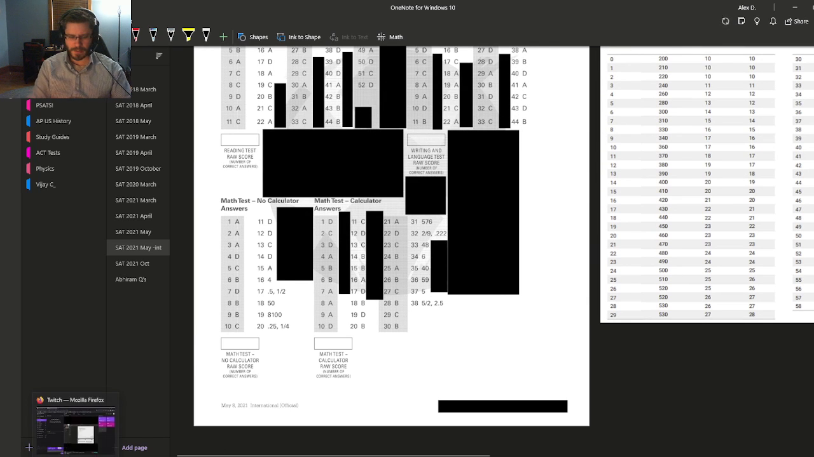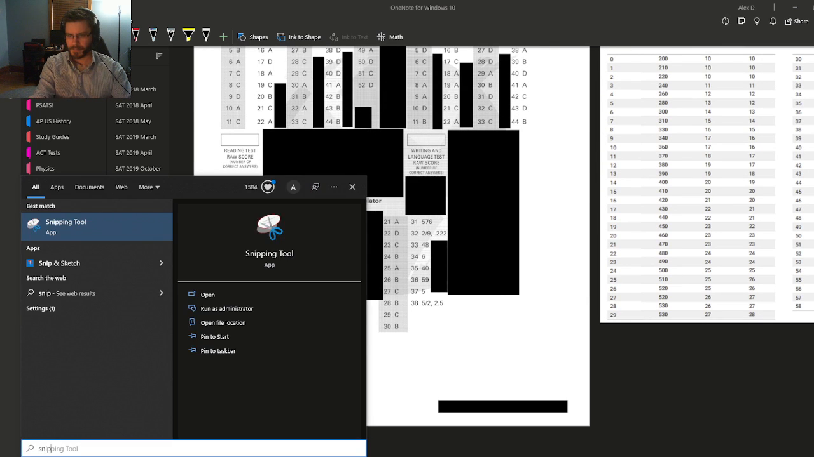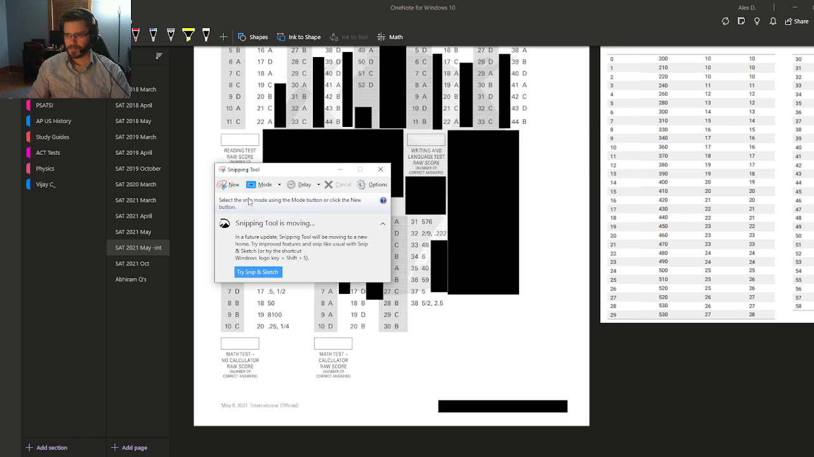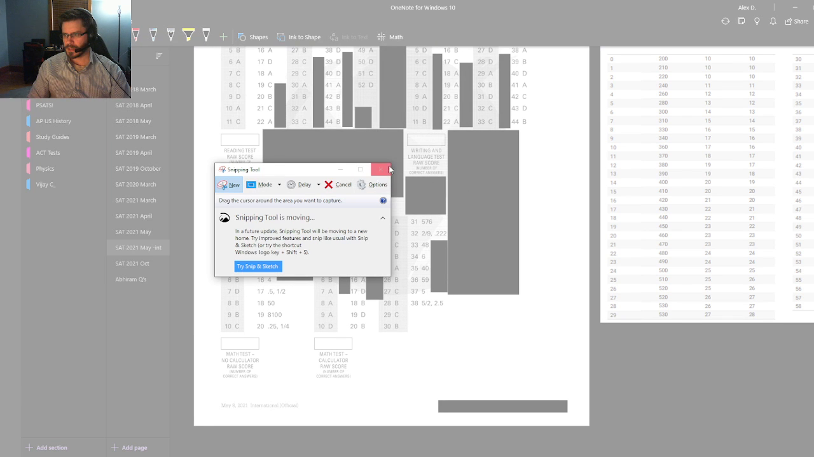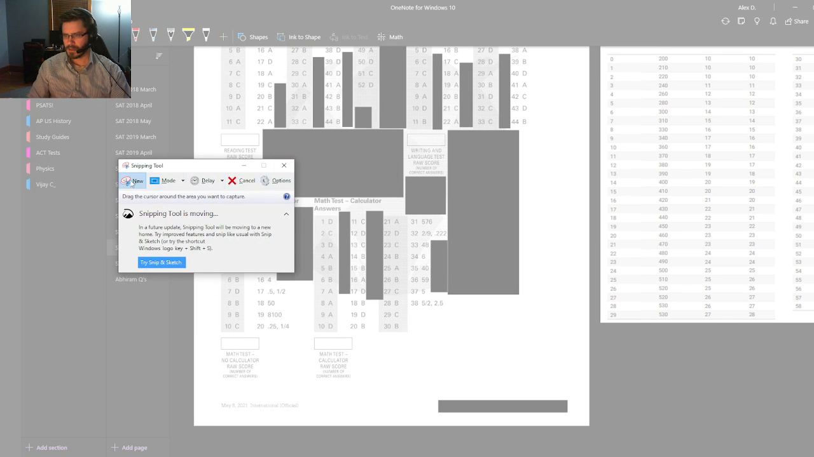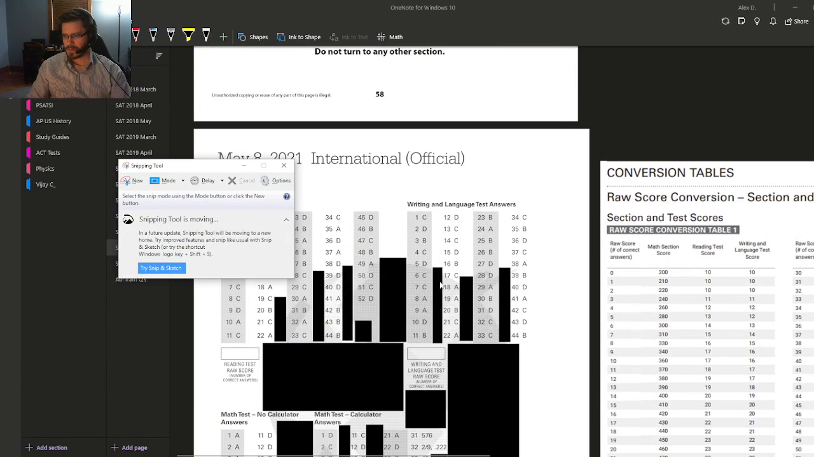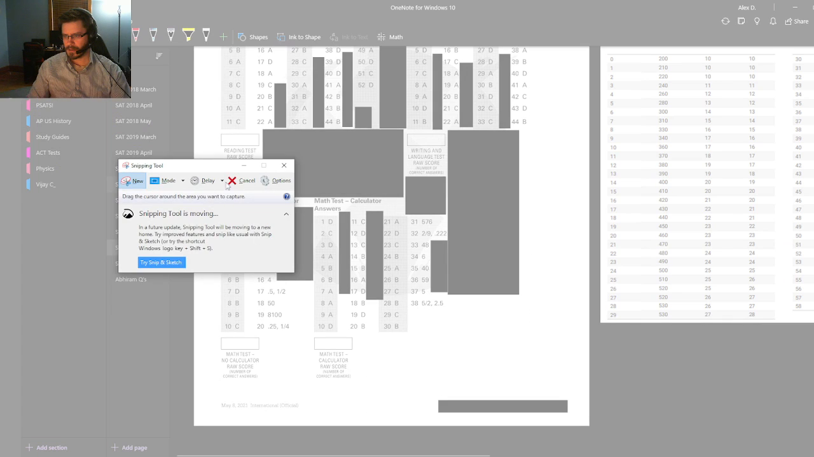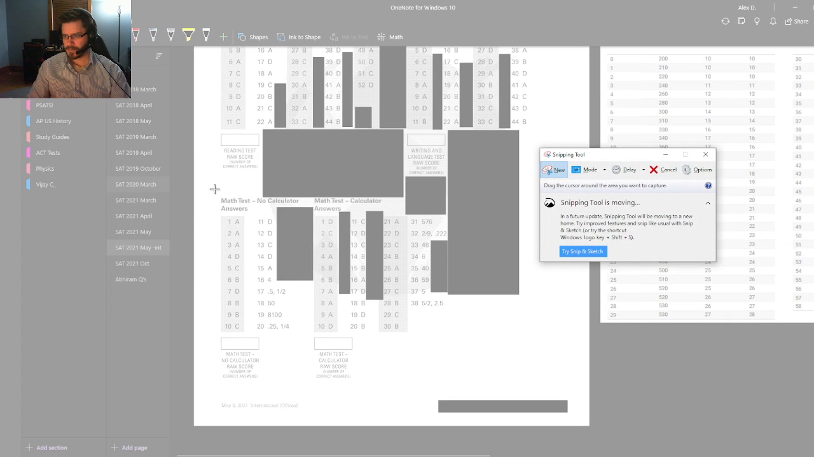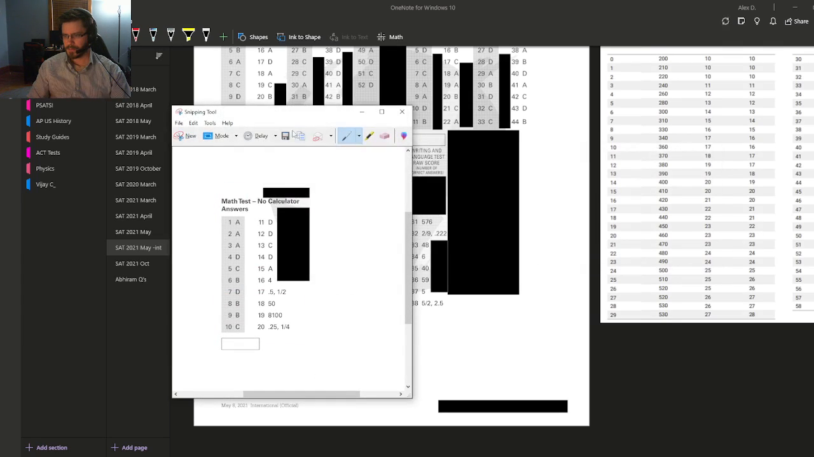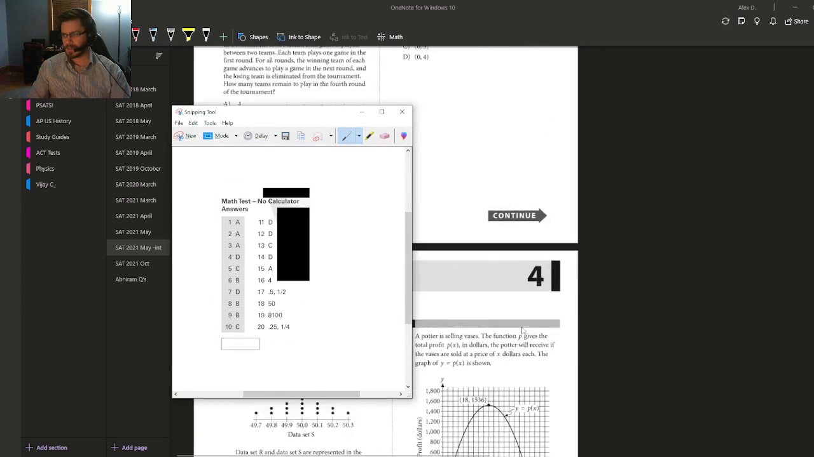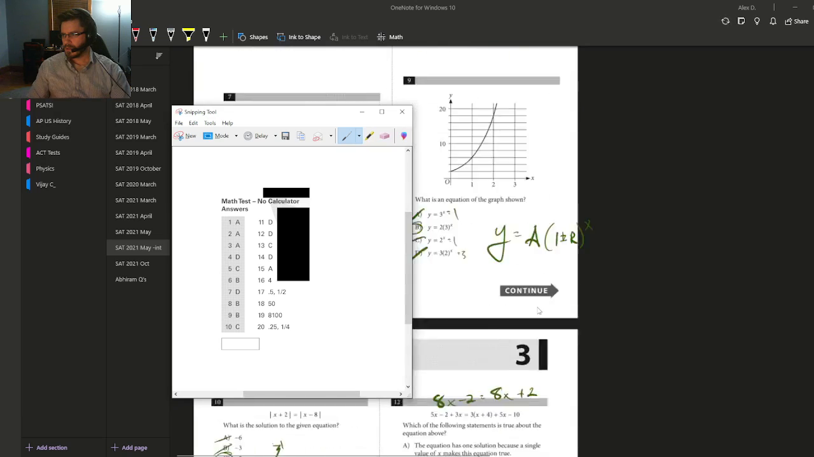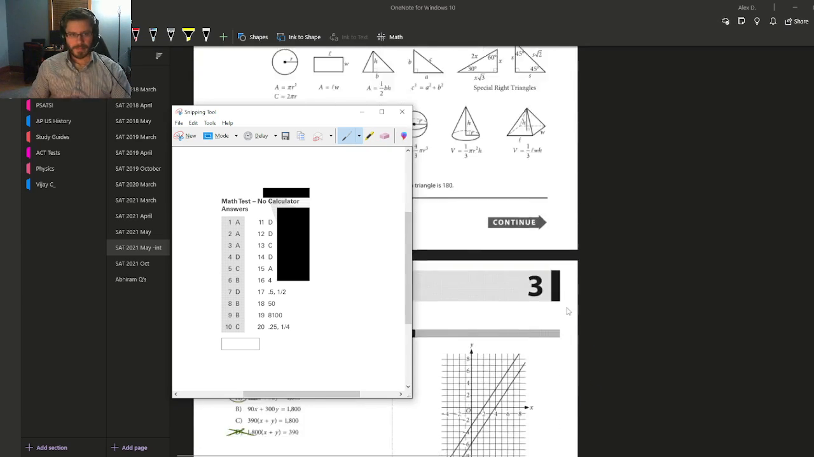Get the snip tool here. What do we need? We need the no calculator section. Get out of here. Whoop. 8100 turned out to be right. Let's see how we did.